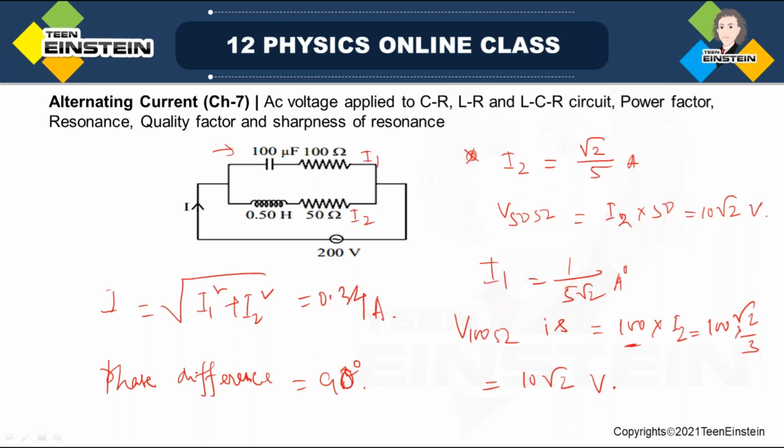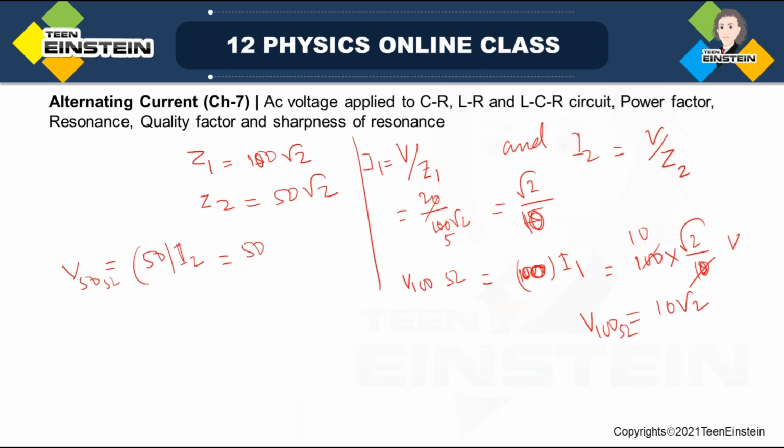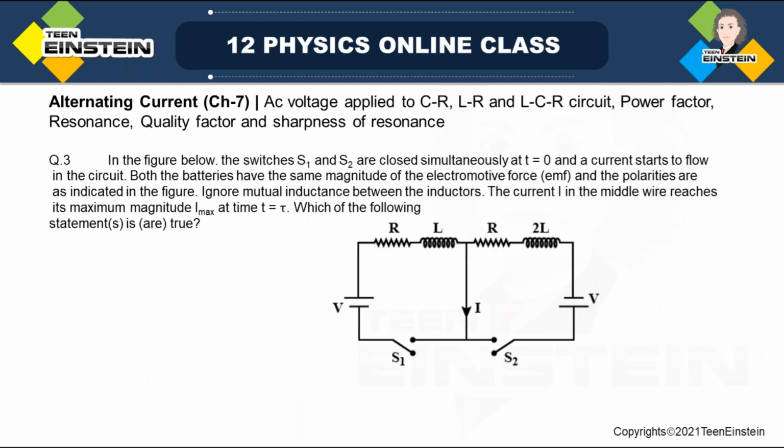Okay, all right, so this is done. We'll go to the next problem. This is another interesting problem we have to solve. So what is the problem? Let us first read the problem itself.